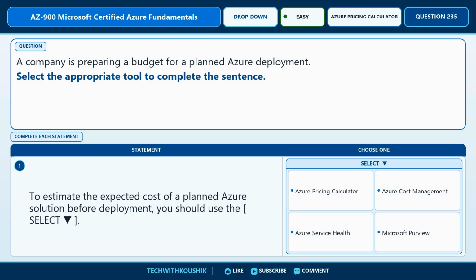Next up is question number 235. We are working with Azure pricing calculator here. Here's the scenario. A company is preparing a budget for a planned Azure deployment. Select the appropriate tool to complete the sentence. The first one reads, to estimate the expected cost of a planned Azure solution before deployment, you should use the blank. Pick from 1. Azure Pricing Calculator, Azure Cost Management, Azure Service Health, or Microsoft Purview.